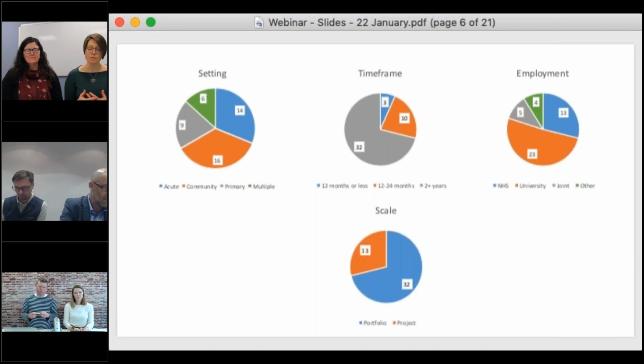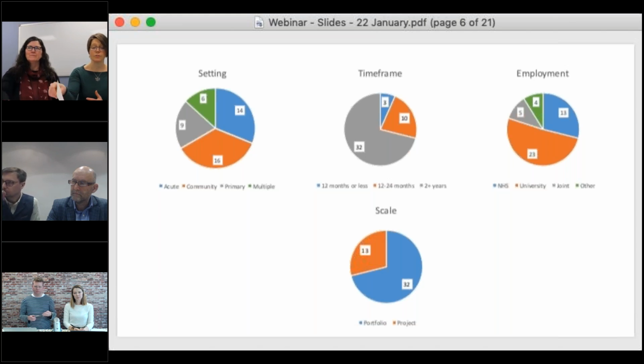And finally, we also expected that most embedded researchers would have joint contracts of employment with university and their health service organisations or host organisations. But we actually found that the majority were directly employed by universities, with a large number only holding NHS contracts. So that, again, was a little bit different to what we expected to see. Can I have the next slide, please, Rich?